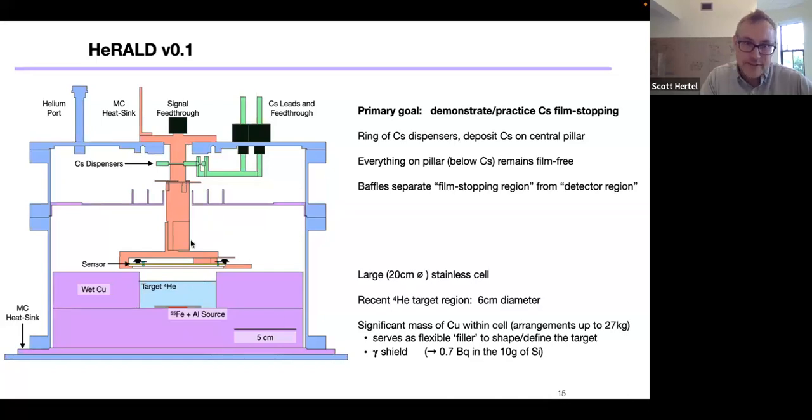Here's just a cross-section view of the cell that we have here at University of Massachusetts. So we have the helium-4 target region. We have a bunch of copper plates here that are mostly just to provide shape to the target region, but they also reduce gamma backgrounds. Here's the sensor in yellow and its copper support structure. This is all kept film-free because we have these cesium dispensers that have deposited cesium on that support structure right here.